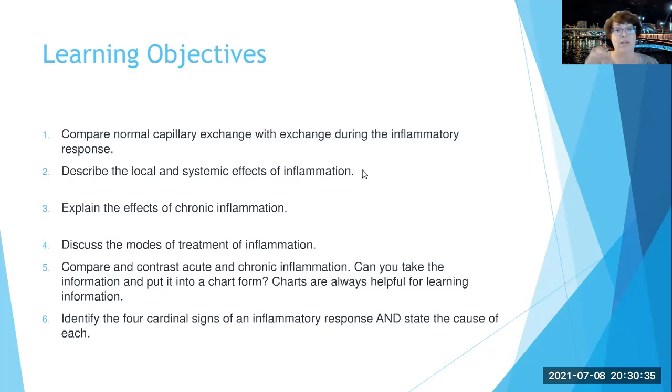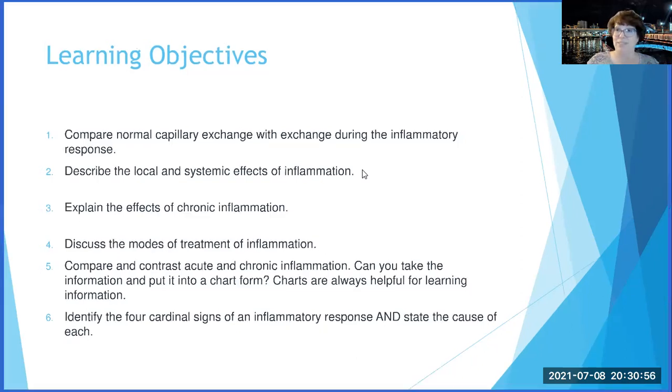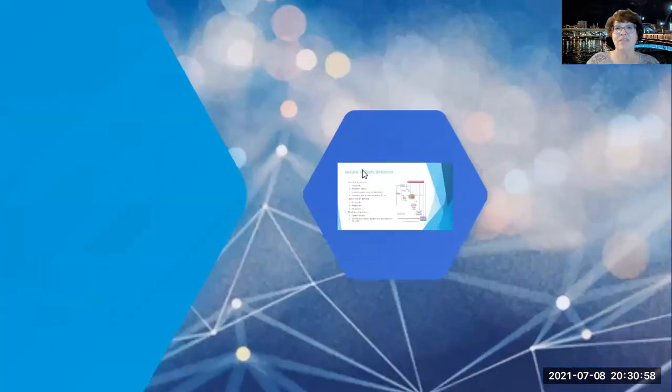We want to compare and contrast chronic and acute inflammation. So my suggestion is put it in a chart, or better yet, look for the green chart in the book that compares those things. I want you to be able to identify the 4 cardinal signs of an inflammatory response and state the cause of each sign. Easy, right?